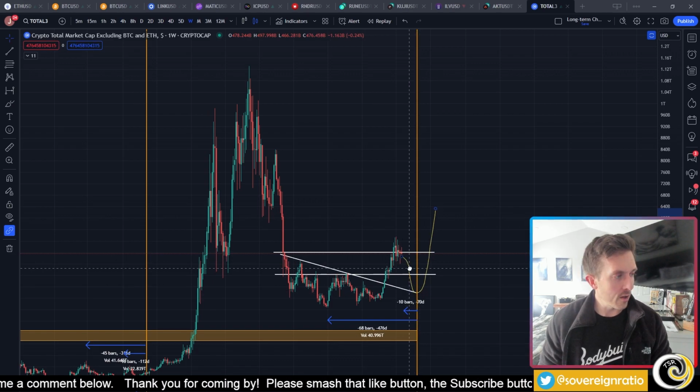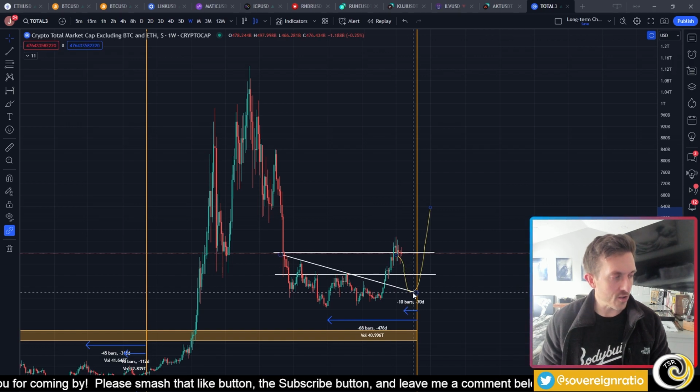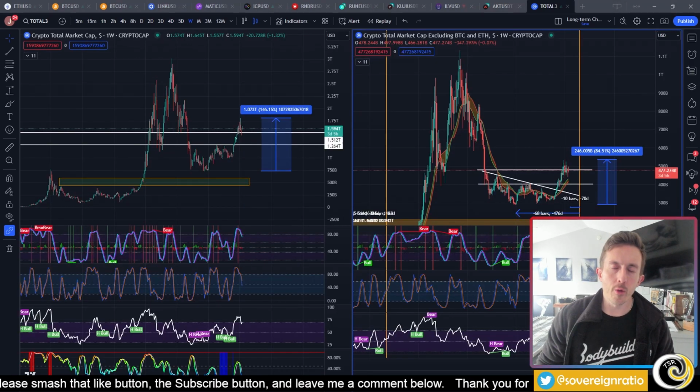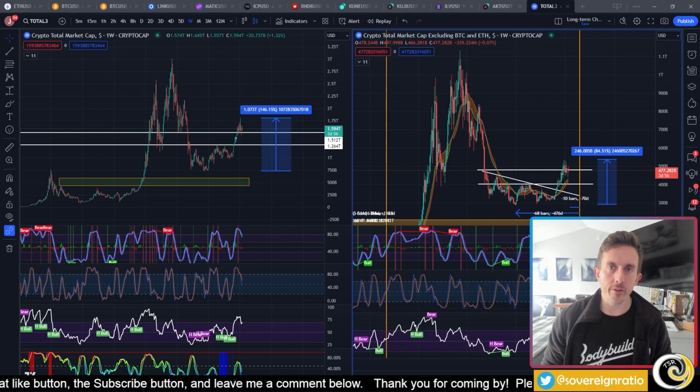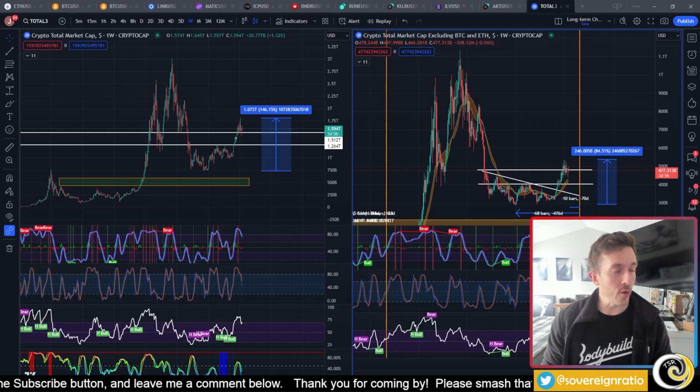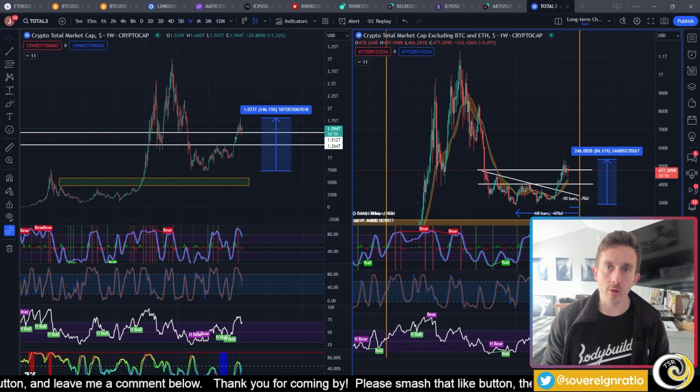It could be like that. It could do something like that where it actually touches down here before the halving. And if we pull up the total and total 3 charts side by side and run price ranges, you can see that total is significantly stronger throughout this bear market than total 3 has been.